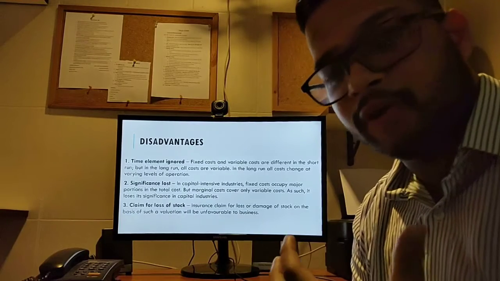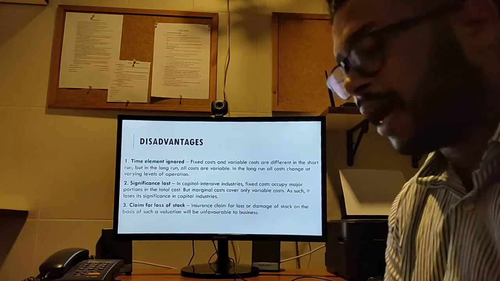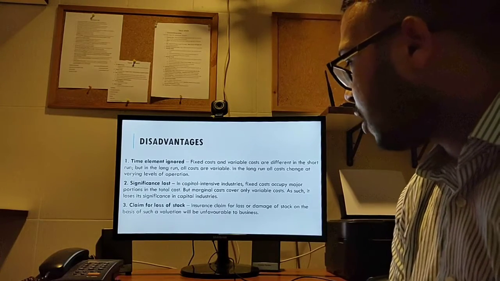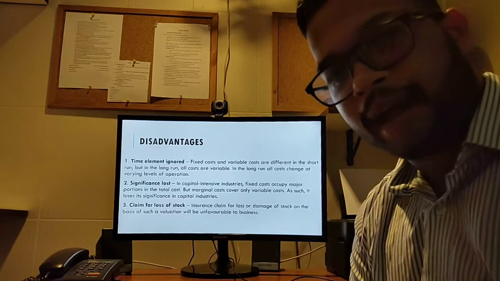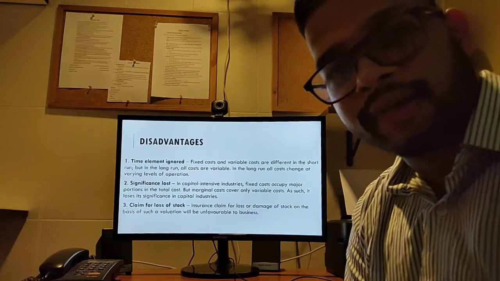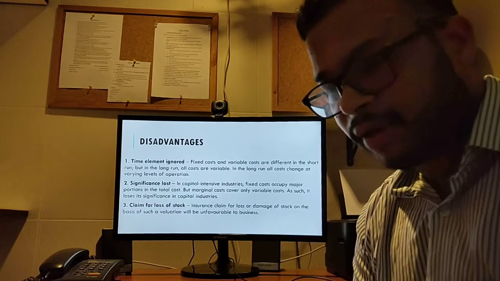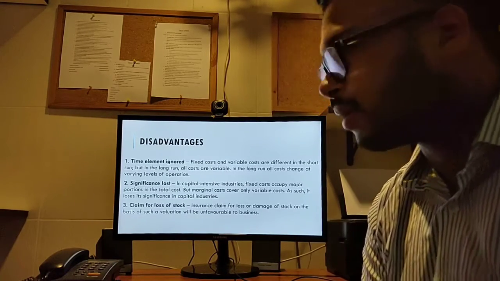You have more of your money invested in machines, so that forms a large part of the product cost, but your marginal cost covers only the variable cost, and as such, it loses its significance in the capital industry. So in capital industries you have a lot of issues, because variable cost is present in your pricing, but your fixed cost is not present. In reality, that forms the majority of your costing.